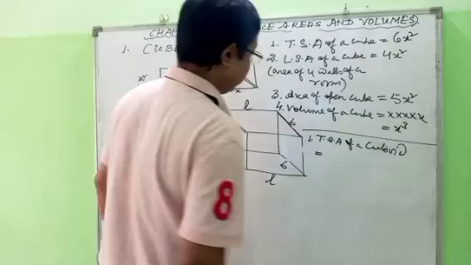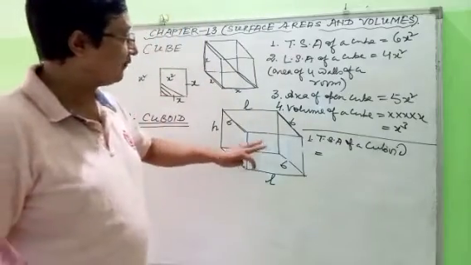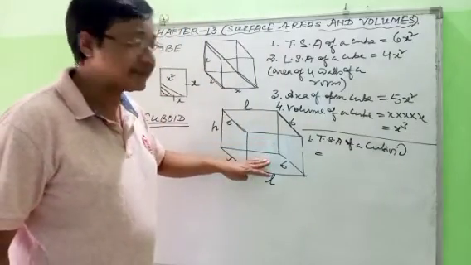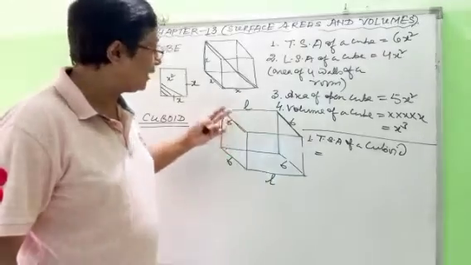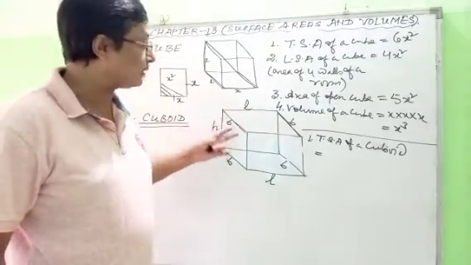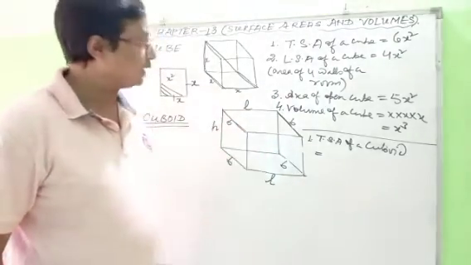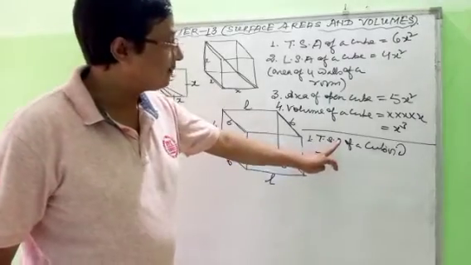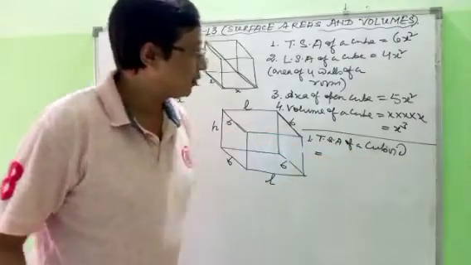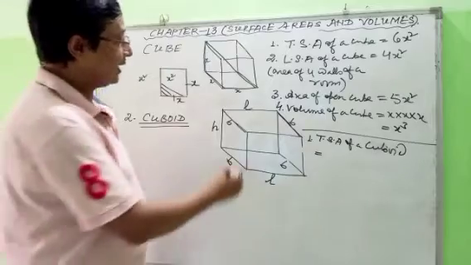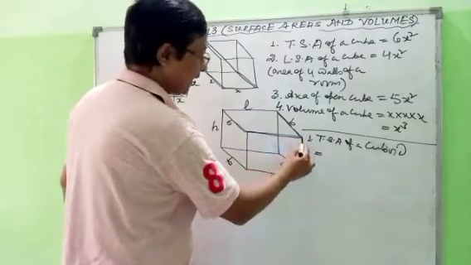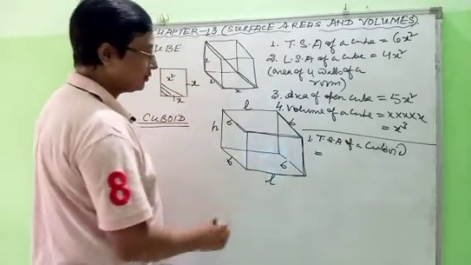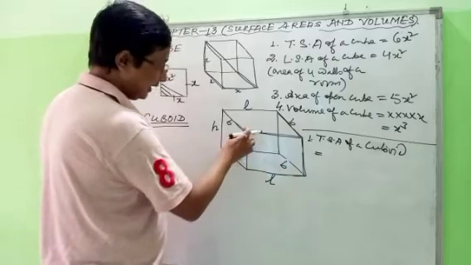Now the total. That means you are going to find the area of the 6 faces, because in a cube and cuboid you will find a total of 6 faces. So now the total surface area of a cuboid. So now how to find it? To get the area of this face, what do you take? You take length into height.